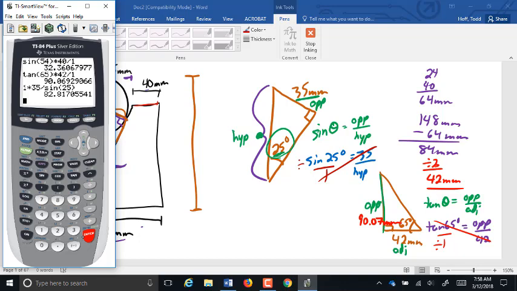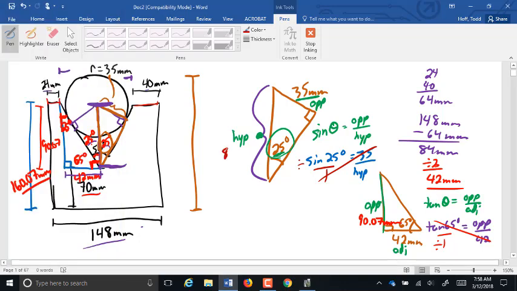Is 82.82 millimeters. So that distance, 82.82 millimeters. Next, I need to get from the center of the circle up to the top. How far is that going to be? 35 millimeters.